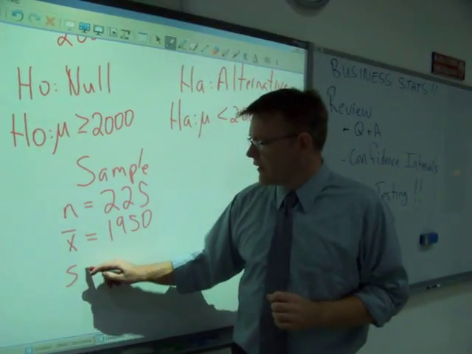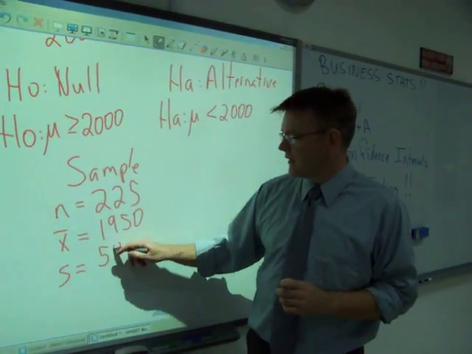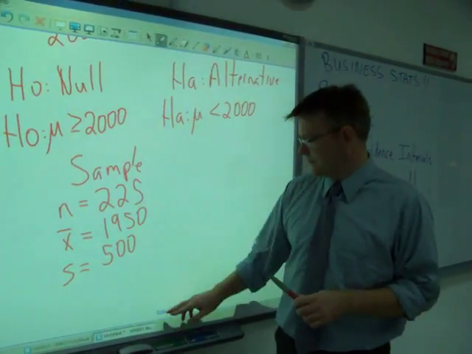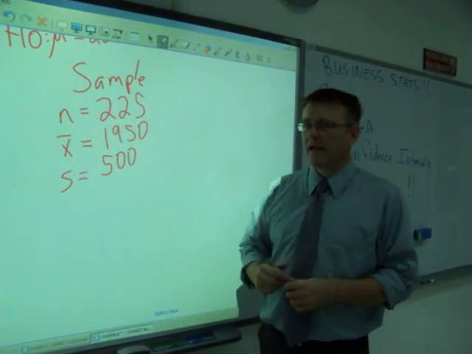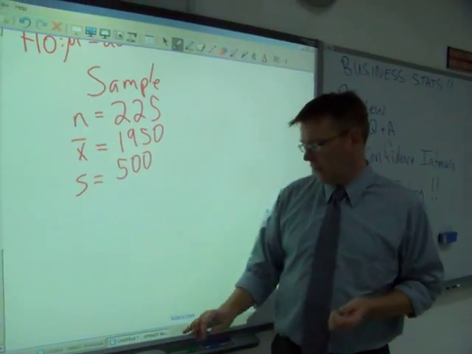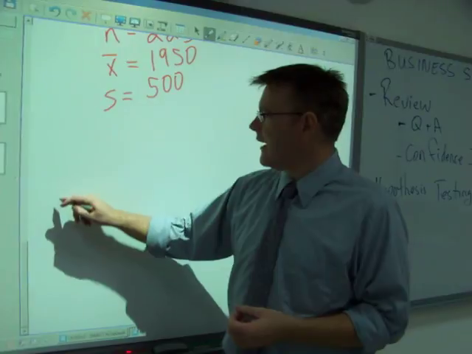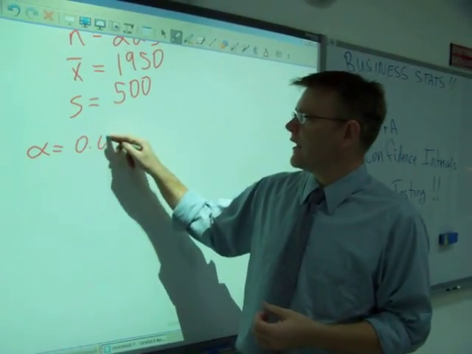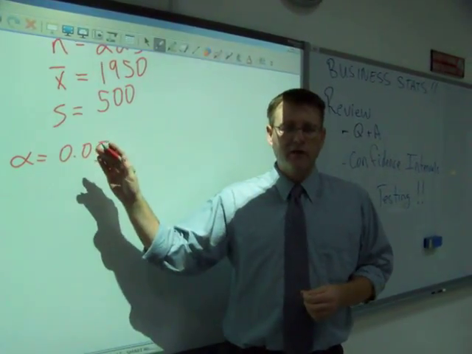One other number we need here is the standard deviation. Let's say that the standard deviation of the sample is 500 hours. Now let's get into the fun stuff of how we can actually use this data to test if the claim is accurate or not. One of the things we'll have to do first is determine at what level we are testing the claim. We're going to use a level of significance of 0.05.